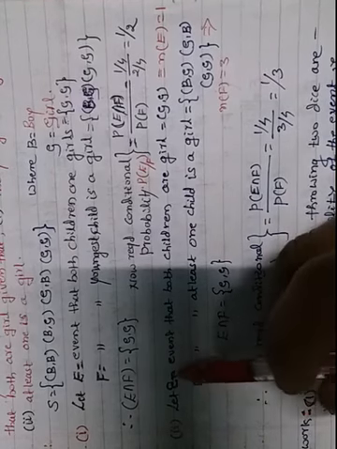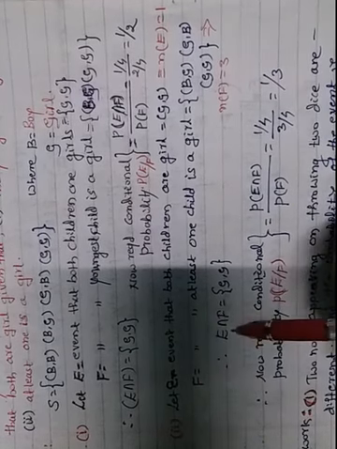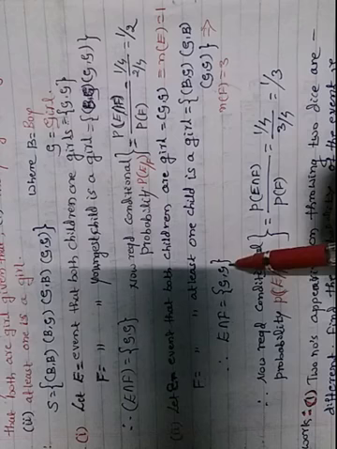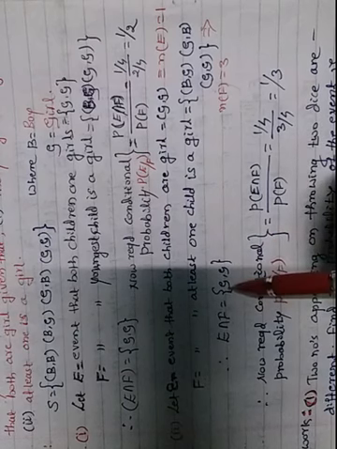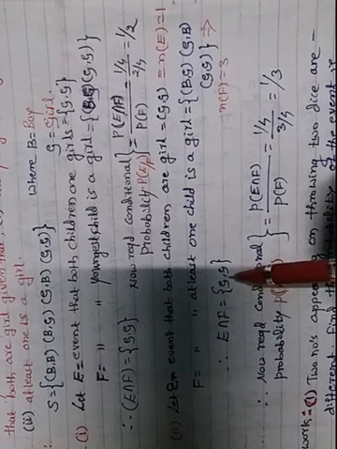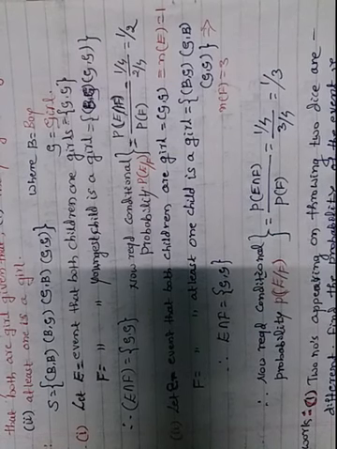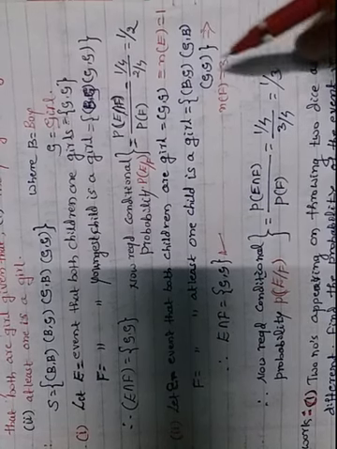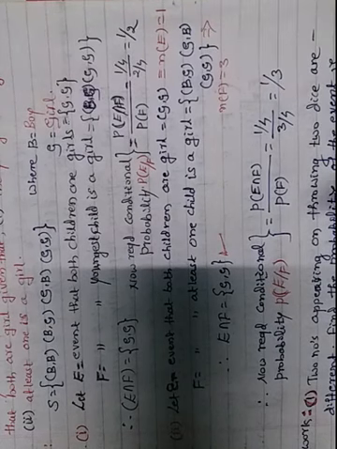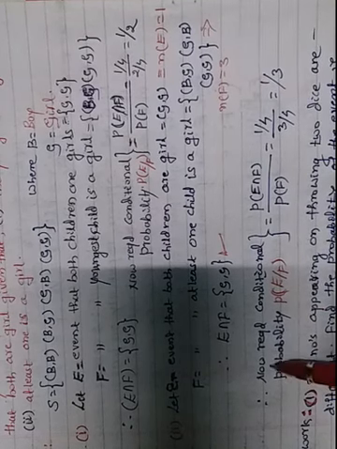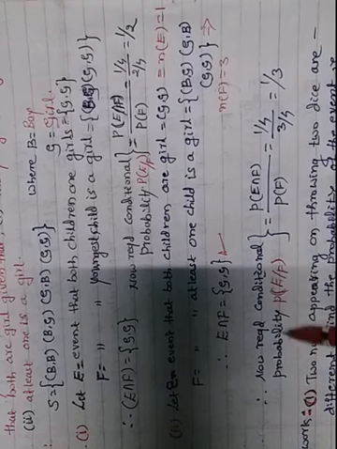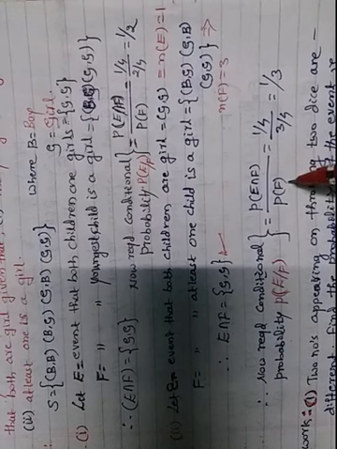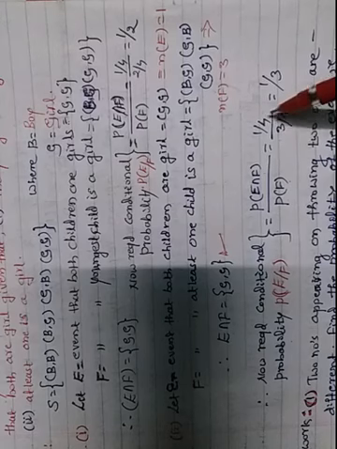With the help of these events E and F, I have to find E intersection F. This is essential to find the conditional probability. Therefore, E intersection F equals G comma G. Then, with the help of this and n of F, I have to find the probability. Now the required conditional probability is P of E intersection F upon P of F. That equals 1 by 4.